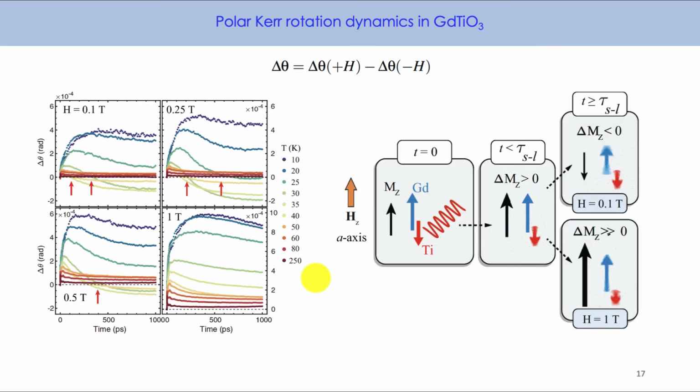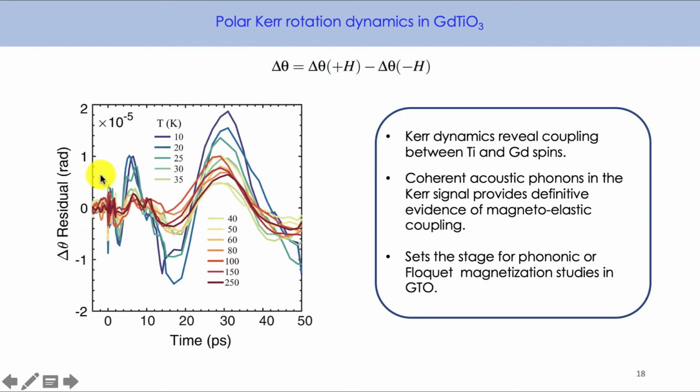And one of the things you can also see in this data again is these coherent oscillations associated with coherent acoustic phonons. So we extracted this coherent signal from the Kerr rotation dynamics, and you see very similar behavior to what I showed you in the delta R over R. And this is interesting because this is in the Kerr rotation. Again, well above the transition temperature, you see these coherent phonons that become much more pronounced and enhanced when you get into the ferromagnetic ordered phase.